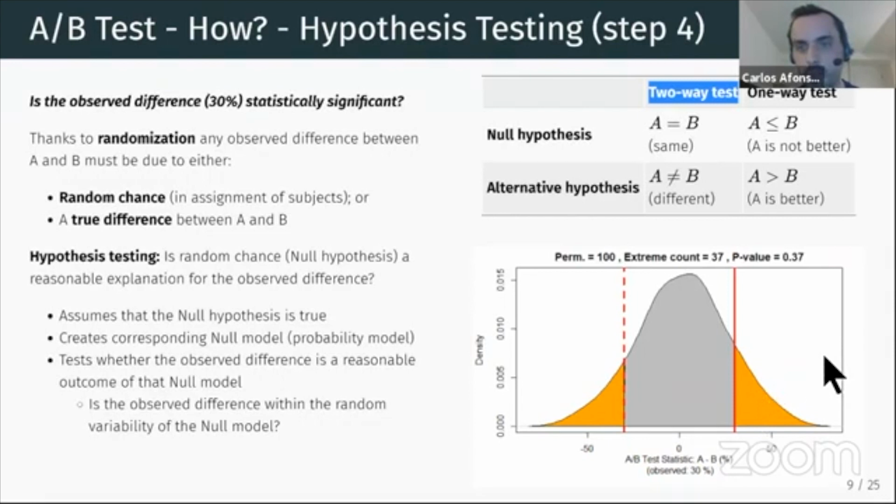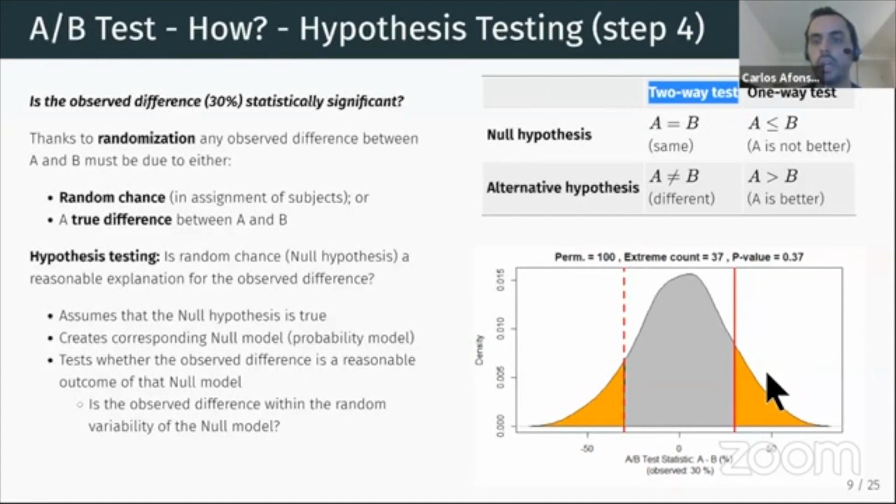And that's what the two-way hypothesis test is looking at: both sides of the distribution, both sides of the extreme values that are larger than the observed difference, but also smaller than the negative value of that observed difference. That's what a two-way hypothesis test is, by looking at both ends, the extremes, of the null hypothesis model.